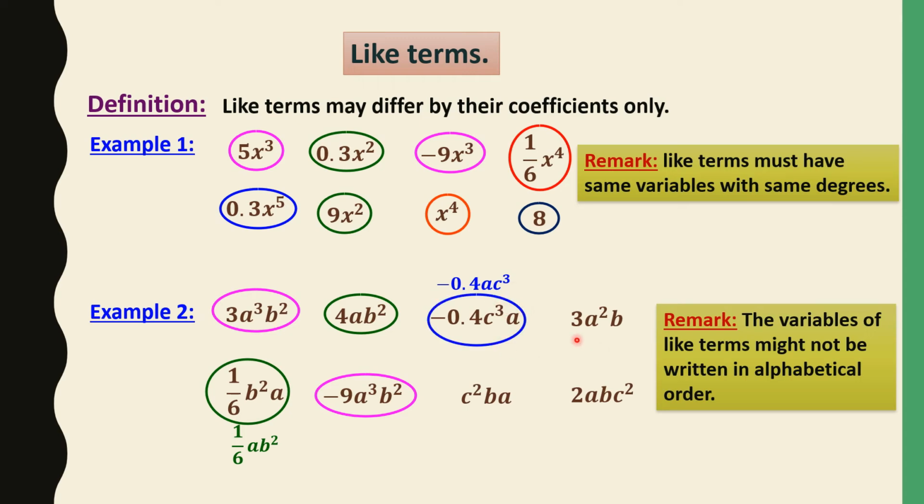So no. 3a squared b. Here in these two monomials, we have three different variables. Here we have two only. So no, we cannot find a like term. C squared ba. The variables are not written in alphabetical order. Let's fix this problem. We obtain abc squared. 2abc squared, of course, they are like terms. The coefficient of abc squared is 1, and of 2abc squared, it's 2. So they are two like terms with different coefficients.